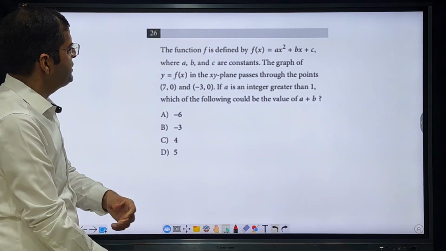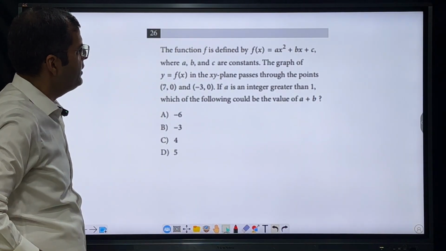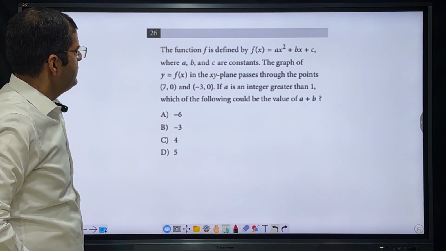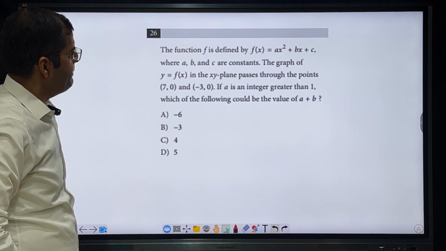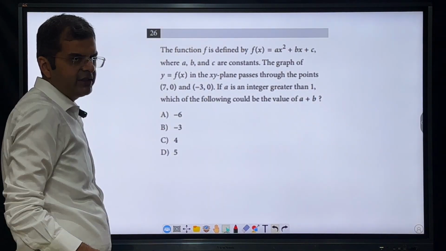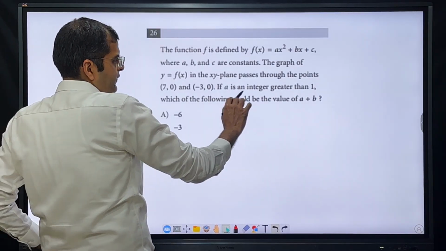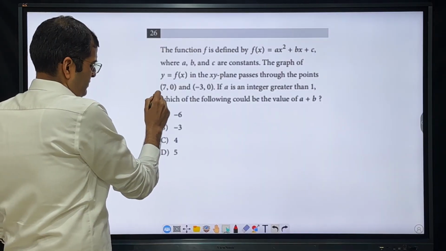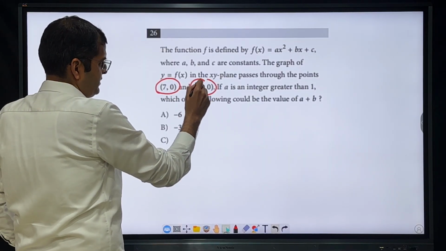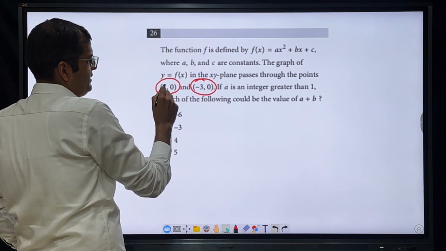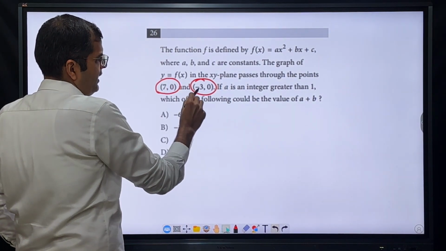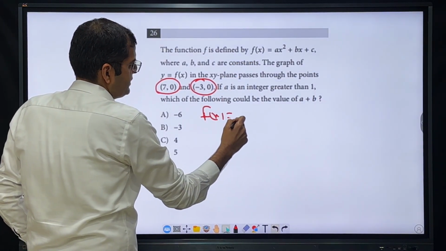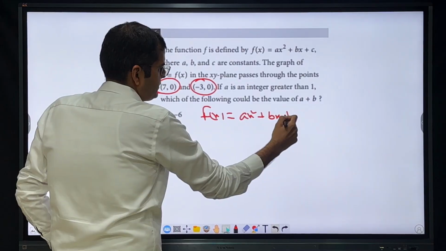Now this question says the function f is defined by f of x equal to ax square plus bx plus c, where a, b and c are constants. The graph of y equal to f of x in the xy plane passes through the points 7, 0 and minus 3, 0. If a is an integer greater than 1, which of the following could be the value of a plus b? The graph passes through 7, 0 and minus 3, 0. That means when x is 7, f of x is 0, and when x is minus 3, f of x is again 0. So in this equation, f of x is equal to ax square plus bx plus c.